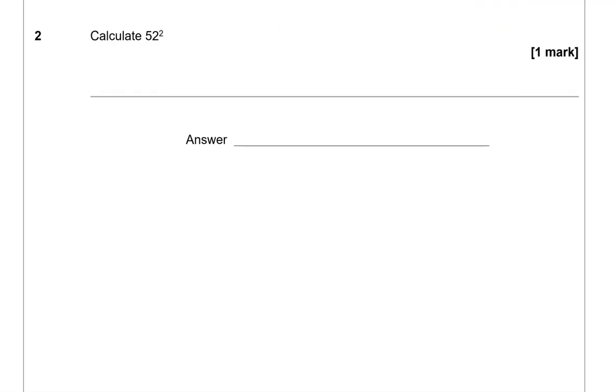Calculate 52 squared. So as you can use a calculator, you could do 52 and the 2 at the top, so a symbol that you can find in the calculator to mean squared. Or you could just do 52 times 52 and it will give you the same answer. So that is 2704.